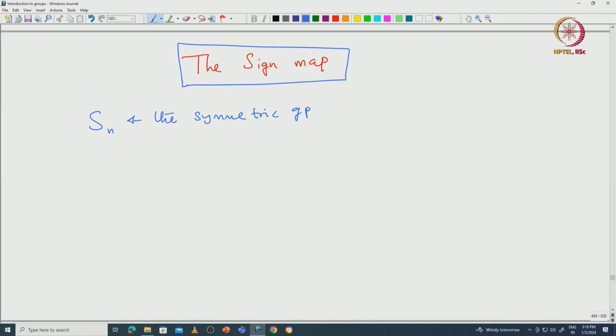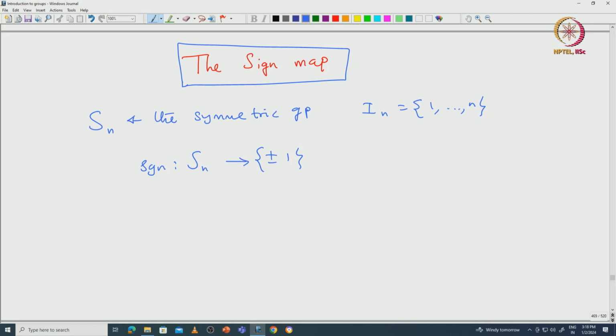is a group of permutations of 1 to n, okay, which we denoted by [n]. We have this sign map, which is denoted by SGN or sign and so on, which is the map from Sn to plus or minus 1. So, this map is a very important map.